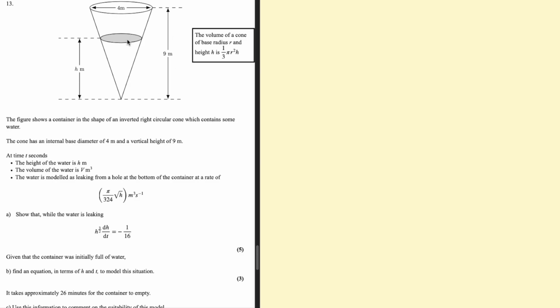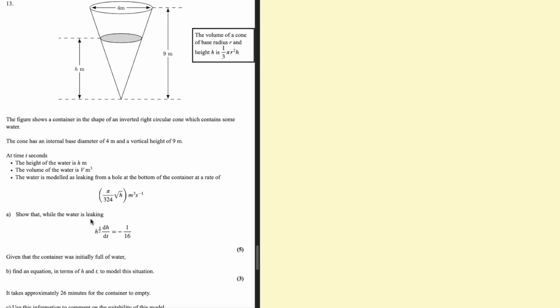Question 13 gives us this figure, and it says the figure shows a container in the shape of an inverted right circular cone which contains some water. The cone has an internal base diameter of 4 meters and a vertical height of 9 meters. At time t seconds, the height of the water is h meters, the volume of the water is V meters cubed. The water is modeled as leaking from a hole at the bottom of the container at a rate of pi on 324 root h meters cubed per second.